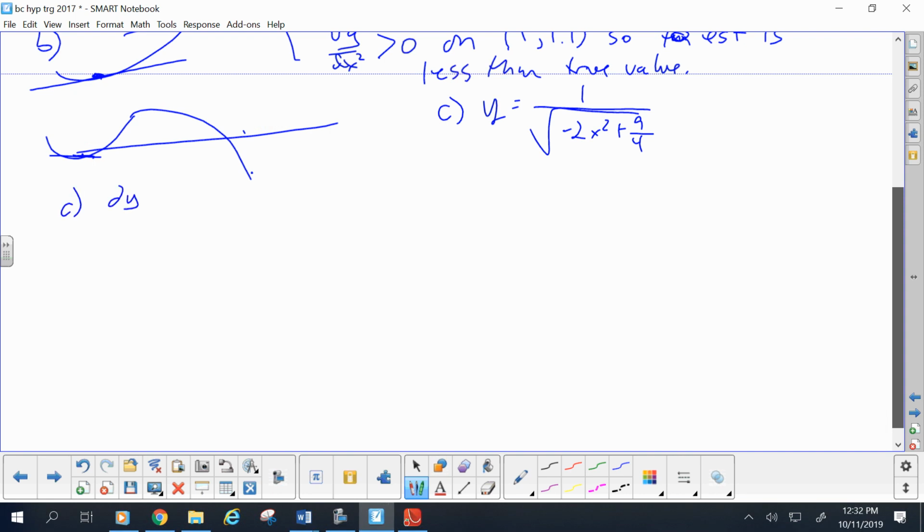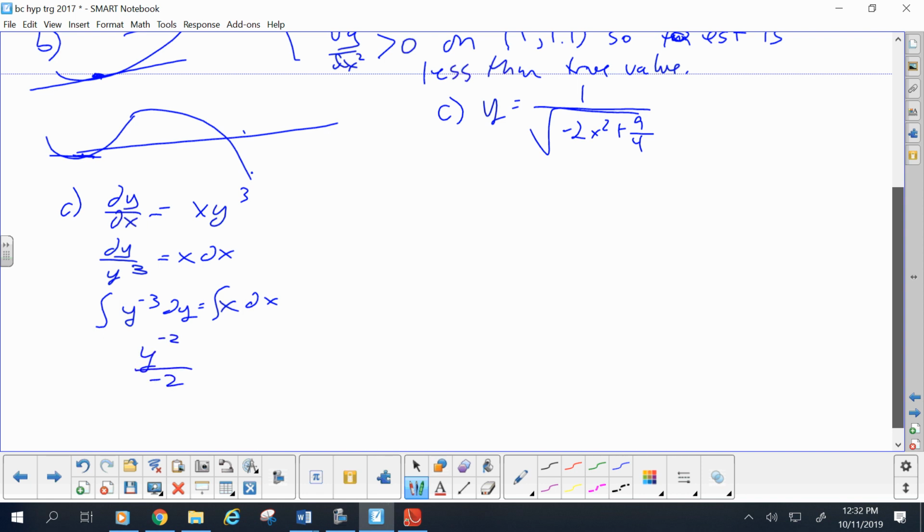dy/dx is xy cubed. Let's separate the variables. So dy over y cubed equals x dx, right? Yes. What is the antiderivative of y to the negative 3? Negative 2. Raise it by 1, divide by the new exponent. Y to the negative 2 over negative 2 equals x squared over 2 plus c.